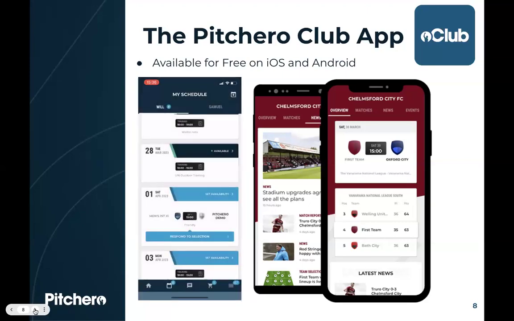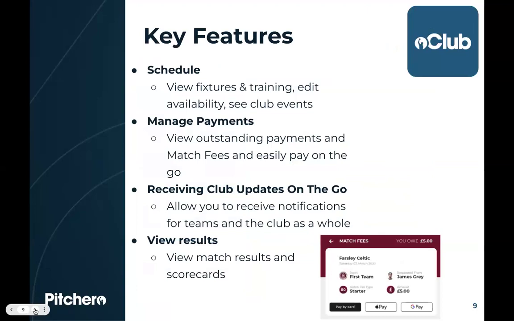But as you'll be aware, key features, obviously the schedule, member by member, they can see the specific fixtures for themselves. If they are a parent, they'll be able to see their kids' schedule as well, run through that, set the availability. Obviously, that's for fixture and training. So you can go through and manage payment, whether that be match fees or your membership fees, tickets, tours that you may be setting up. So you can pay all of those nice and easily.